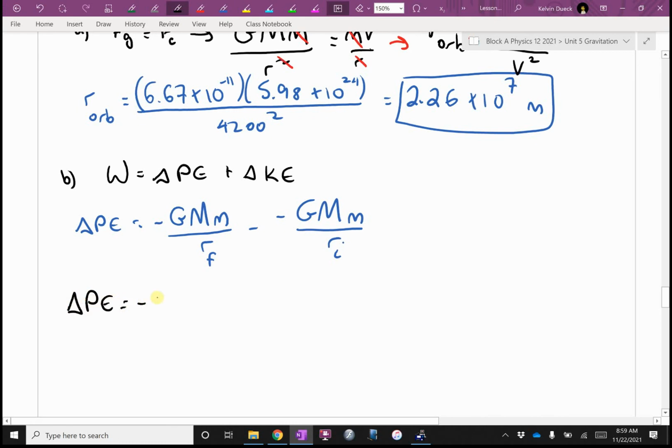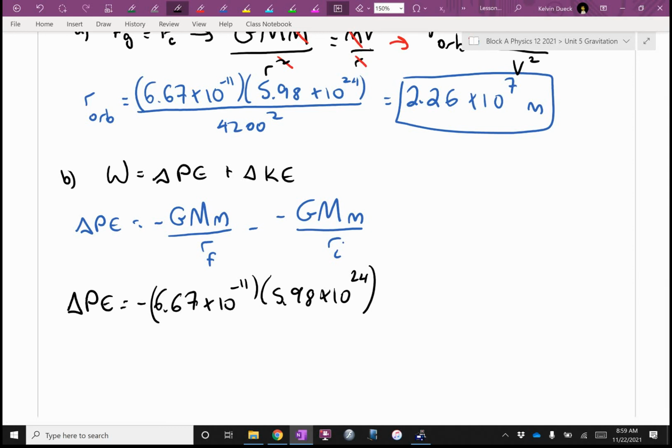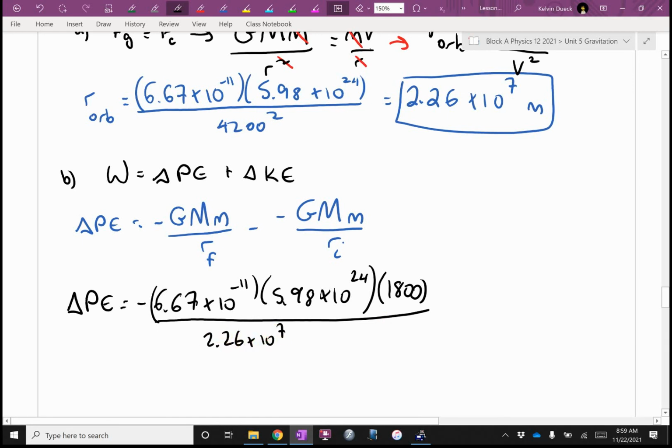It's going to be negative 6.67 times 10 to the negative 11, 5.98 times 10 to the 24th. What was little m? 1800? What's our final? Oh yeah, our orbit. So I'm going to write 2.26 times 10 to the 7th. But what button am I going to hit there? My answer button, definitely. What's a minus minus the same as?